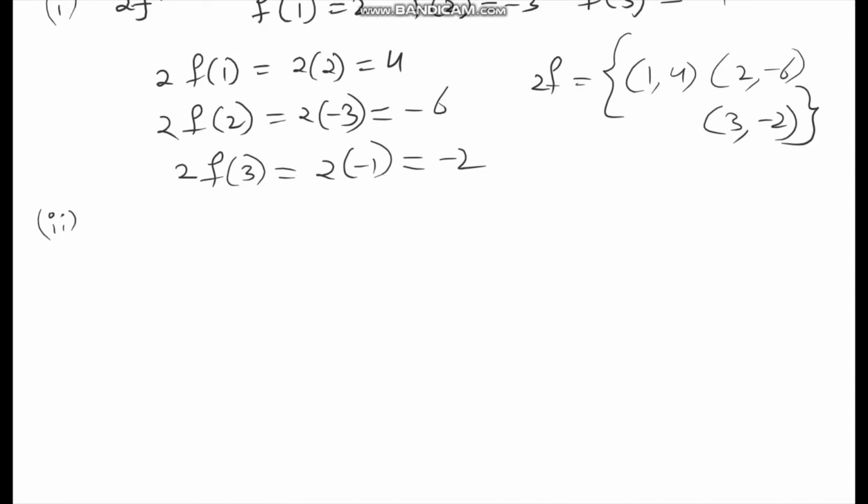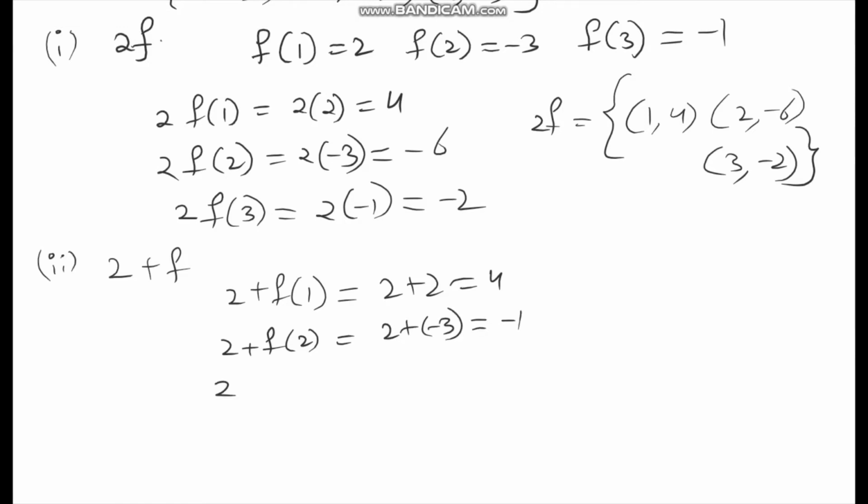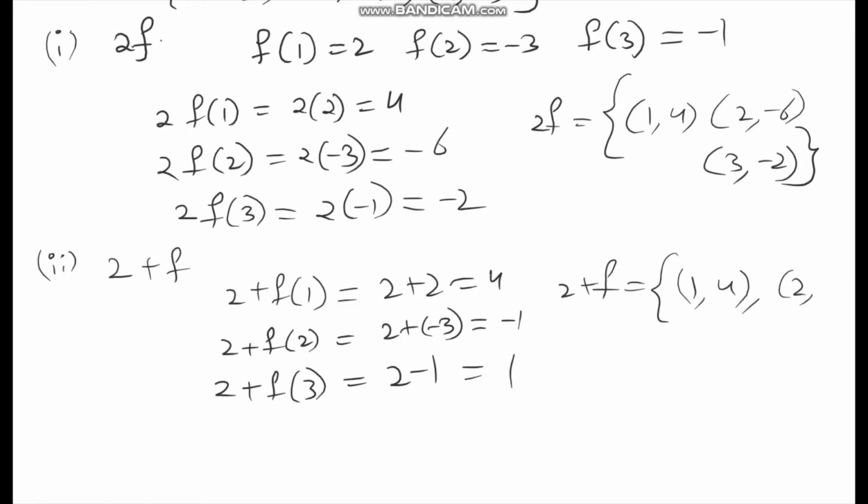Second one is we need to find 2 plus f. 2 plus f of 1 will be equal to 2 plus 2, that equals 4, and 2 plus f of 2 will be equal to 2 plus minus 3, that equals minus 1, and 2 plus f of 3 equals 2 minus 1, that equals 1. So 2 plus f can be written as {(1, 4), (2, minus 1), (3, 1)}.